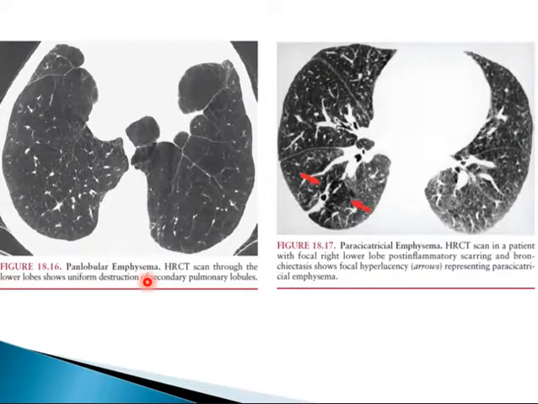The other type of emphysema is called panlobular. In this type, all of the alveoli are destroyed. There's uniform destruction of the secondary pulmonary lobule. The other type is paracicatricial emphysema. This is a CT of a patient with focal right lower lobe post-inflammatory scarring and bronchiectasis. It shows focal hyperlucency representing paracicatricial emphysema.